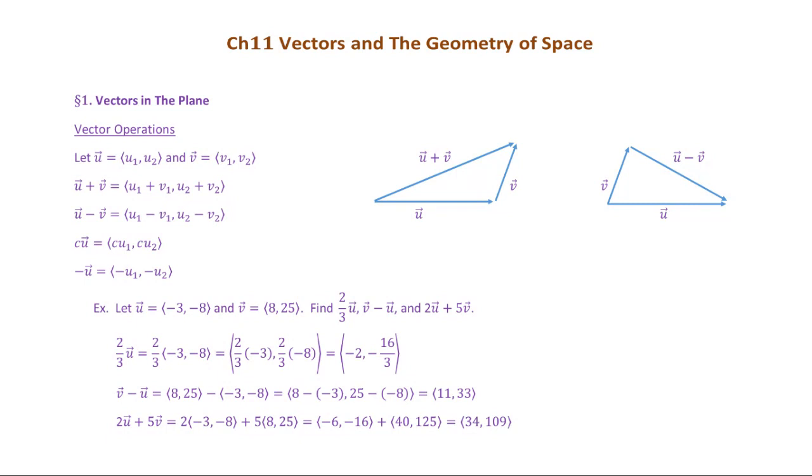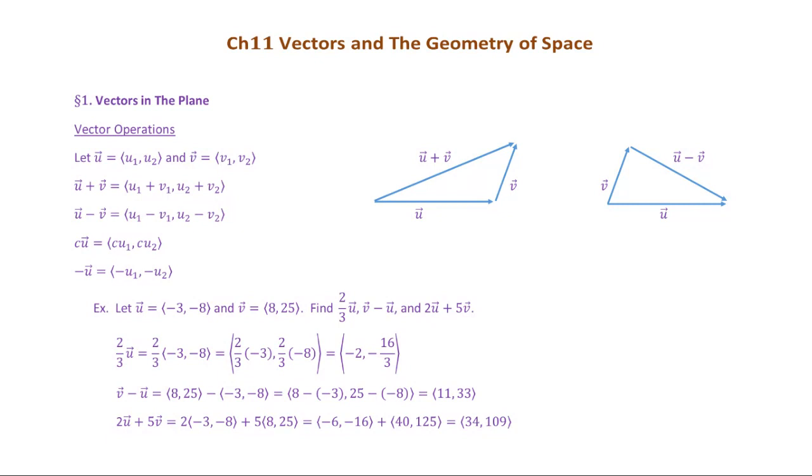For example, if you have two vectors and you want to add them, you just move one vector and then draw a triangle. So, for example, if you want to add the vectors u and v, you move the initial point of v to the terminal point of u. And then you just draw a vector from the initial point of u to the terminal point of v to get u plus v, as shown in the first triangle.